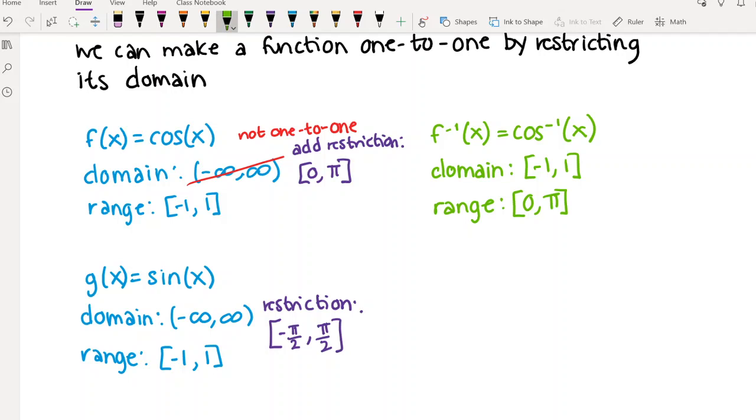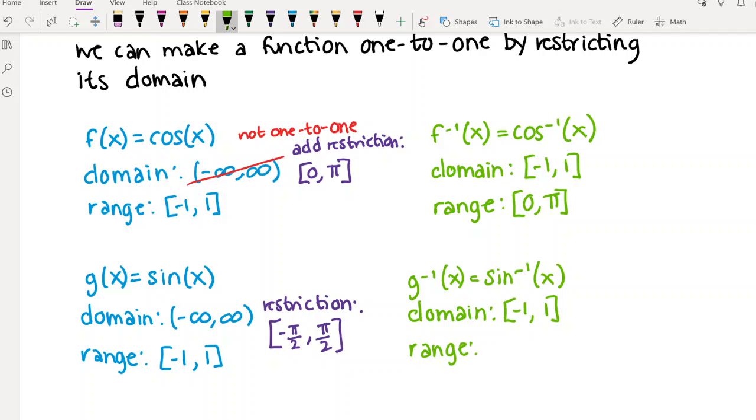And so what that allows to happen is that now when we have the inverse function, inverse sine of x, the domain is -1 to 1. So those are the numbers that we're allowed to plug in. And then what are the numbers that are allowed to come out? What are the types of angles that are allowed to be the answer for inverse sine? They're angles between -pi/2 and +pi/2.